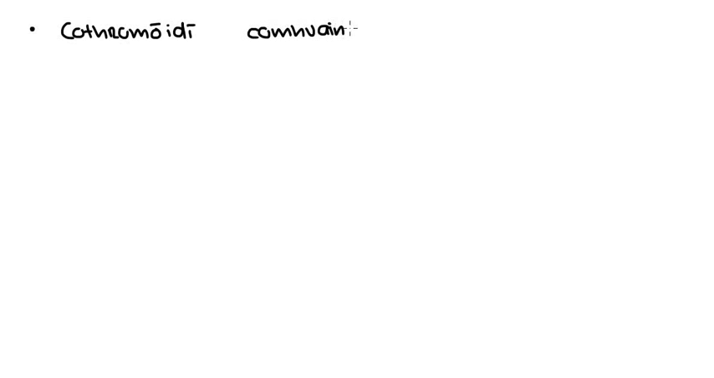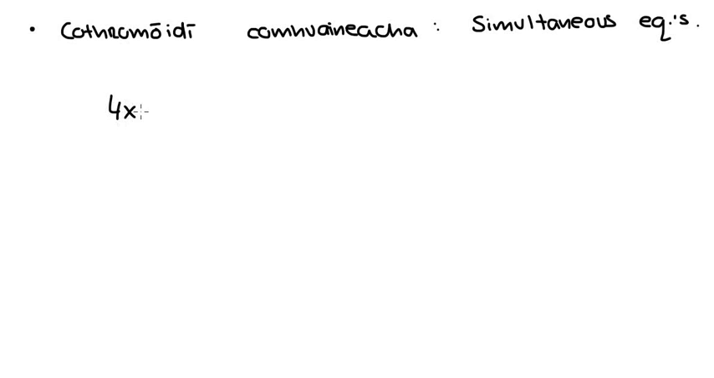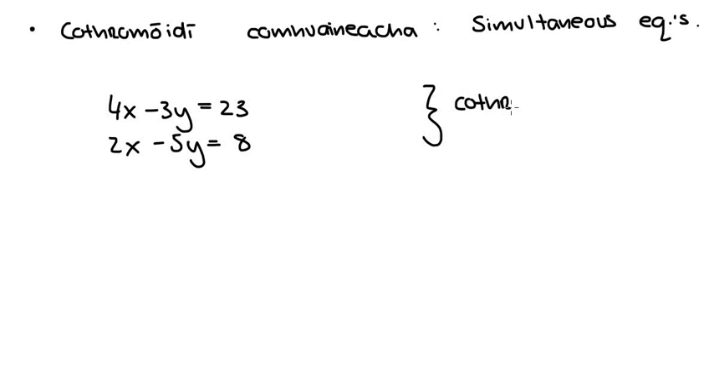Our next one, Cuthramód Cóthúnacha. These are simultaneous equations. So we have a few different types of simultaneous equations to be able to solve, but the most common one, the one from junior cert, and that we have to do again for leaving cert maths, is when we have two linear equations.